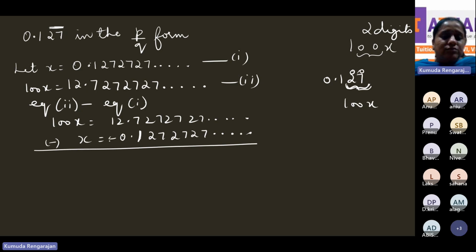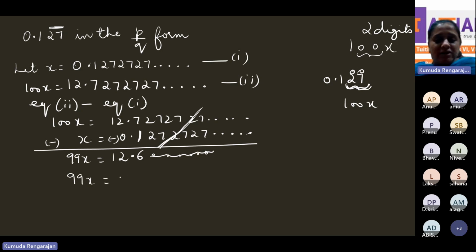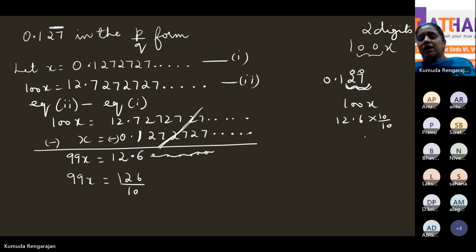Now we need to subtract these two. 100x minus x, 99x is equal to, now in the recurring part you can see that 272727, this part gets cancelled because you'll get 0000000. Now here 7 minus 1, 6. You don't have to show the zeros here. You just slash out the repeating part like this. 7 minus 1, 6. Point 12 minus 0 is 12. So we have 99x is equal to 12.6, which is nothing but 126 by 10. Why? Because 12.6, if you shift the decimal point, becomes 126 by 10.